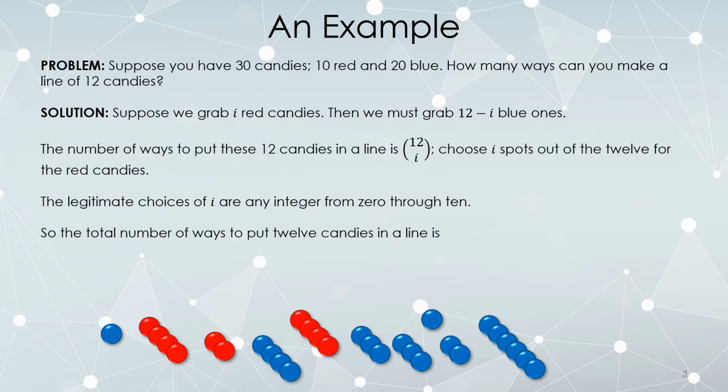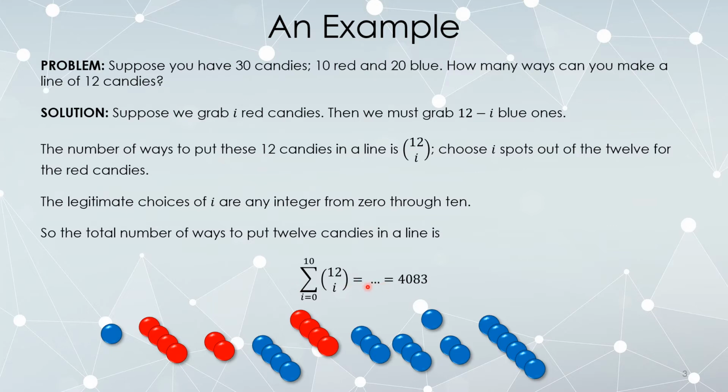So overall, the ways to put 12 candies in a line, if they have to be drawn from the collection below, is to sum from I going from 0 to 10, 12 choose I. As I goes from 0 to 10, pick I red candies and 12 minus I blue ones, and then from the 12 positions, choose I spots for your red candies. Sum up over all legitimate choices of how many red candies you use.